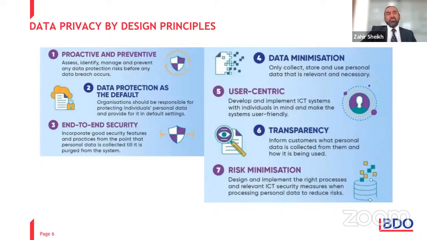So quickly, the first principle, proactive and preventive. You've got to be able to assess, identify, manage, and prevent any data protection risks before the data breach. The second one is you have to have data protection as your default. So that's got to be your default setting. That's got to be your mindset. The organization's mindset has to be data protection first.